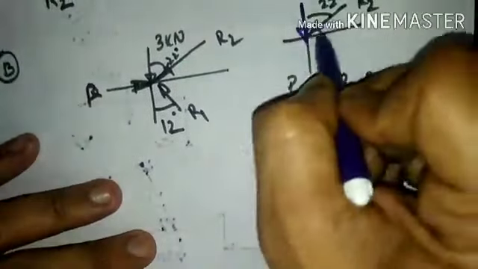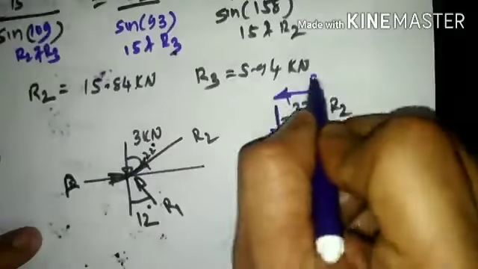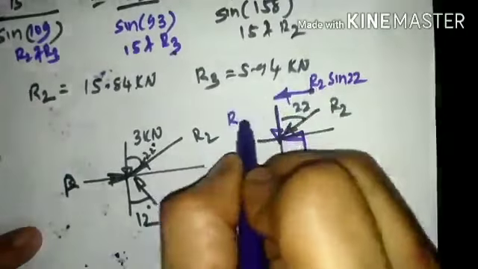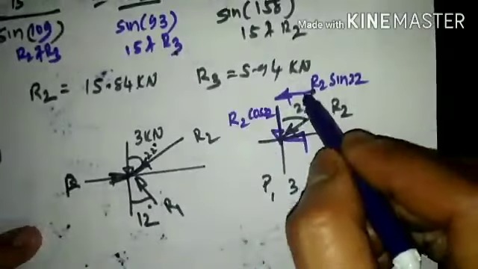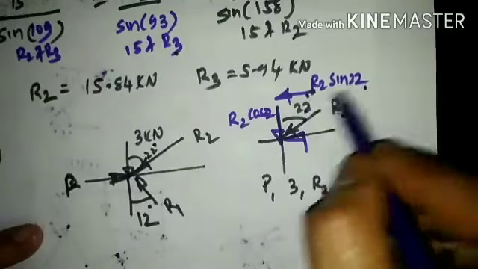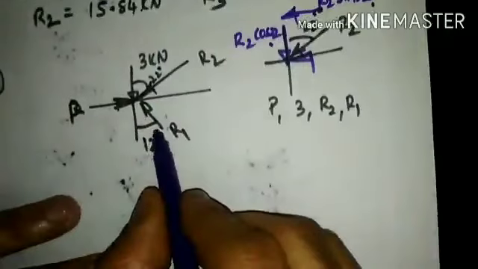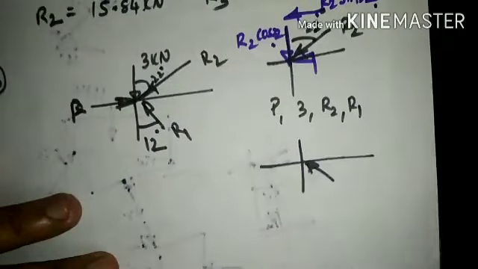Resolving the force component, as it is an inward force, both components will be inward. This component will be R2 sine of 22, and here this will be R2 cos of 22 degrees. The reason is that with respect to this 22, this side is opposite, sine of 22, and this side is adjacent, cos of 22. Likewise, when I resolve R1, it will have a force component placed in the fourth quadrant.